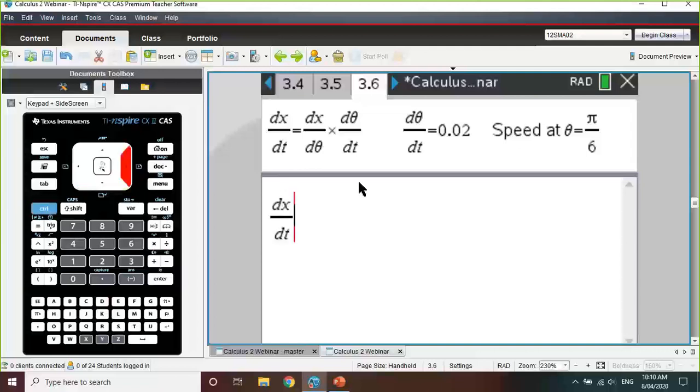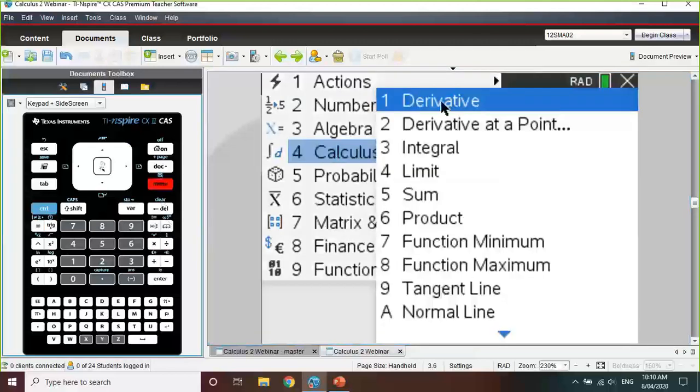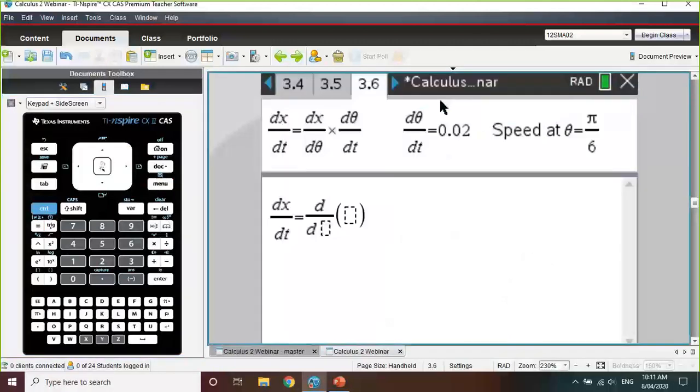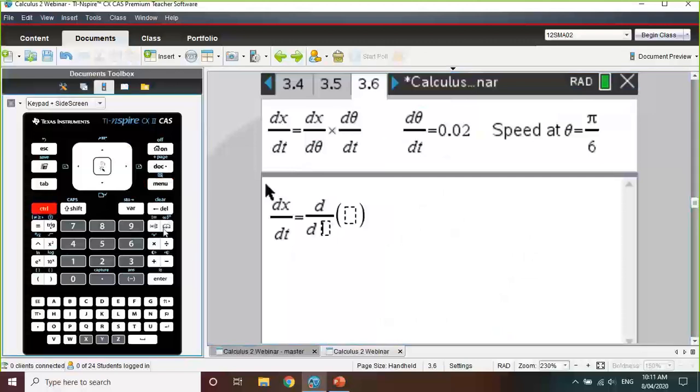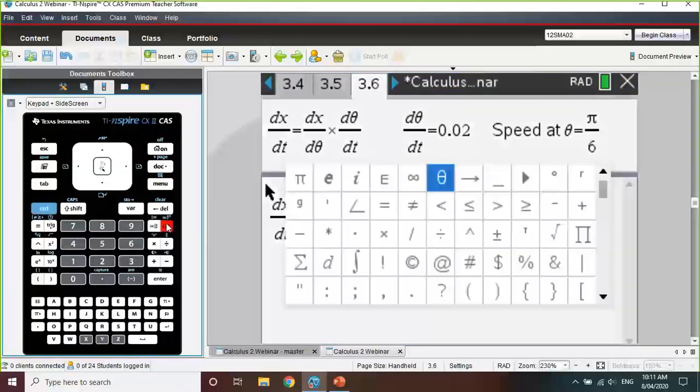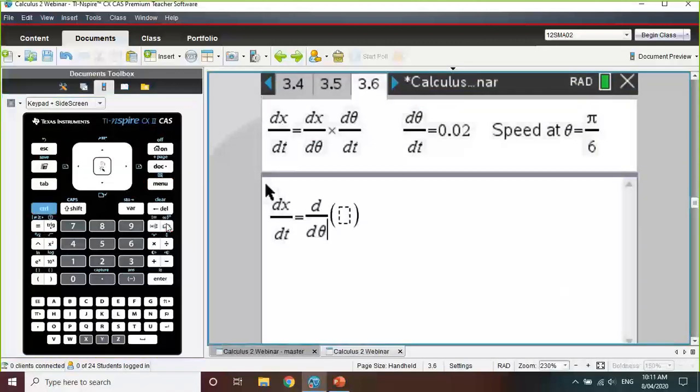we want dx/dt. We know that's going to be dx/dθ, so we're going to differentiate x. We're going to get that through the menu, calculus, derivative. So I'm going to differentiate with respect to theta, once again using the template via the catalog button. There it is, in x. Now, x is defined before, so that's why it's in bold. And I'm going to multiply that now by dθ/dt. And we know from the information given to us that that's 0.02.